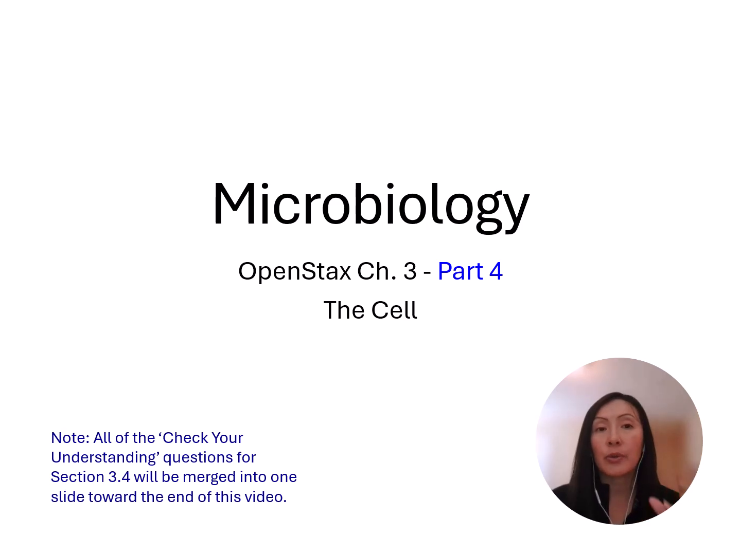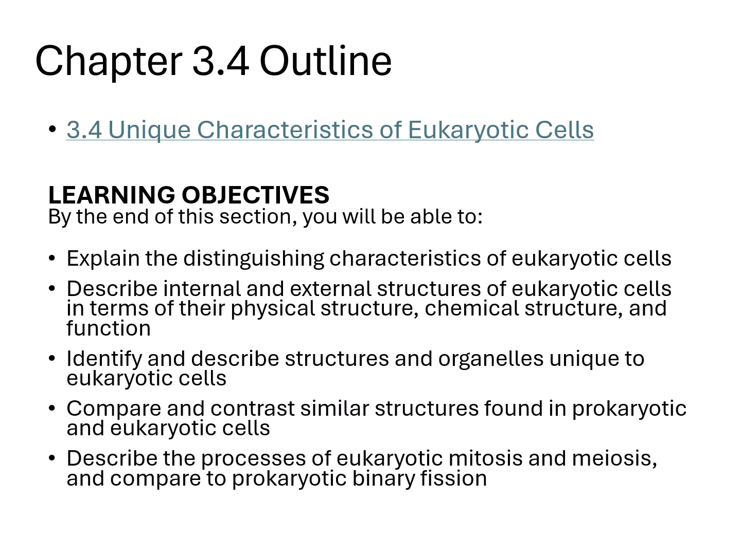Welcome to section 3.4. Now we're going to look at unique characteristics of eukaryotic cells. In this section, we'll look at what makes eukaryotic cells distinct, look at their internal versus external structures, identify organelles that are unique to them, compare them to prokaryotic cells, and we'll finish with a review of how eukaryotes divide compared to binary fission in prokaryotes.